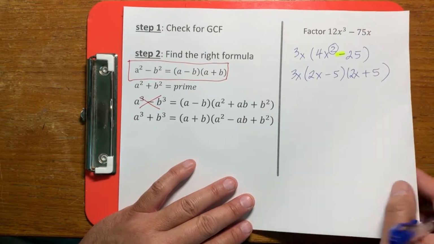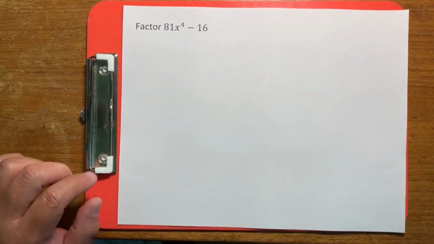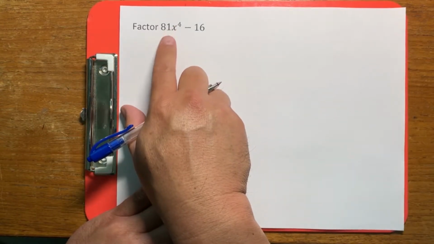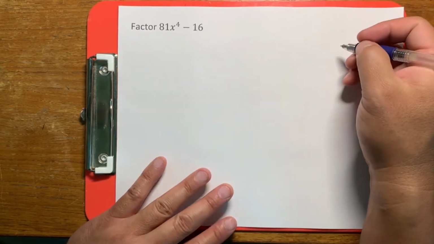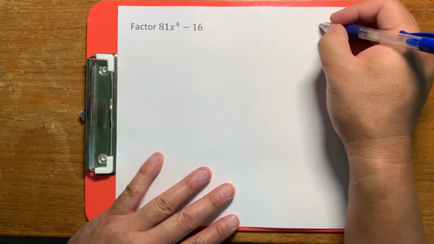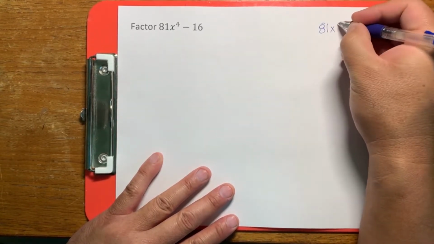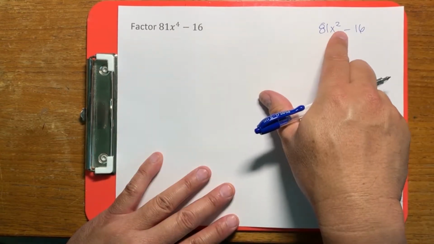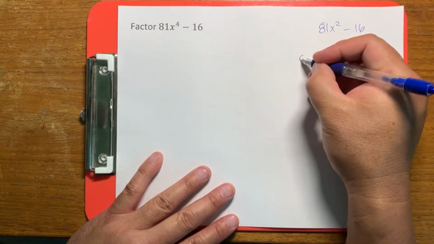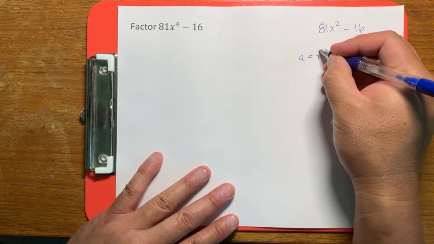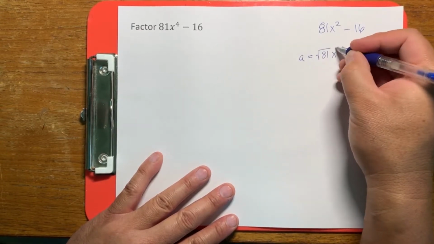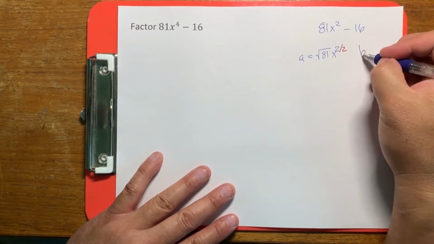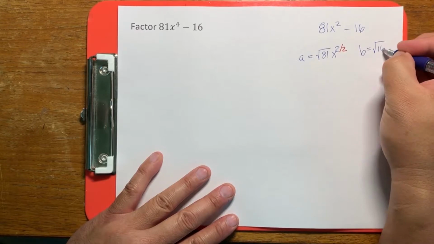Now, let's look at a problem that looks almost like this. Okay, so if we look at something that looks like 81x squared minus 16. So instead of a 4, I'm going to use a square. The way we find a is we take the square root of the coefficient and we divide the exponent by 2. For the b, we do the same thing.